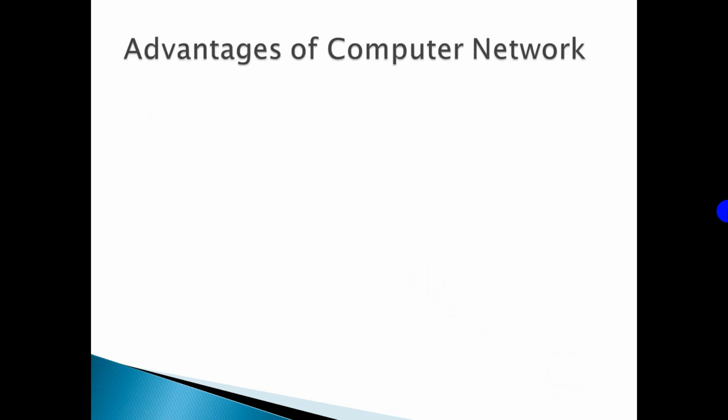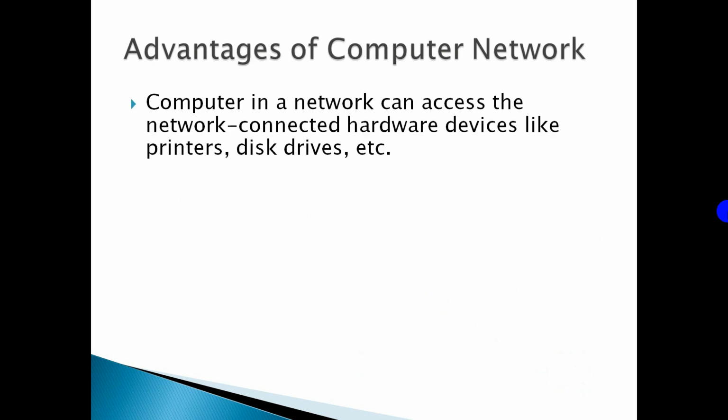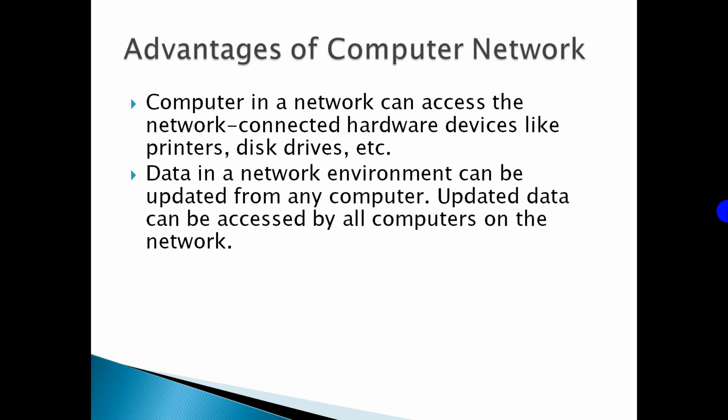Advantages of computer network. Computers in a network can access the network connected hardware devices like printers, disk drives, etc. Data in a network environment can be updated from any computer. Updated data can be accessed by all computers on the network.